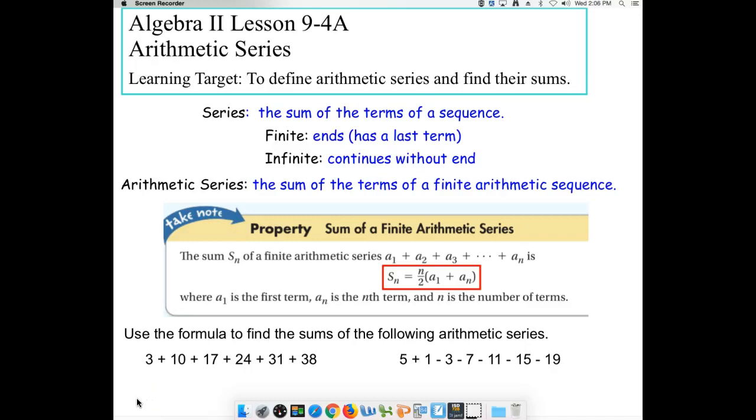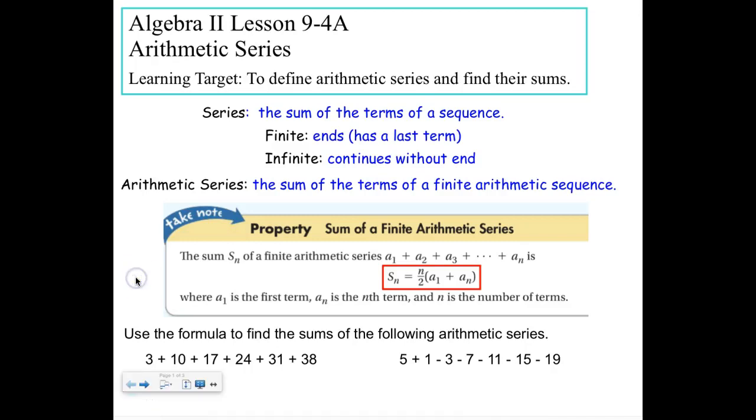All right, welcome everyone. Today we are going to be working on 9.4a. We are going to be talking about another equation that you are going to be adding to your list of equations. Today we're going to talk about something called series. The word series means it's the sum of all the terms of a sequence.